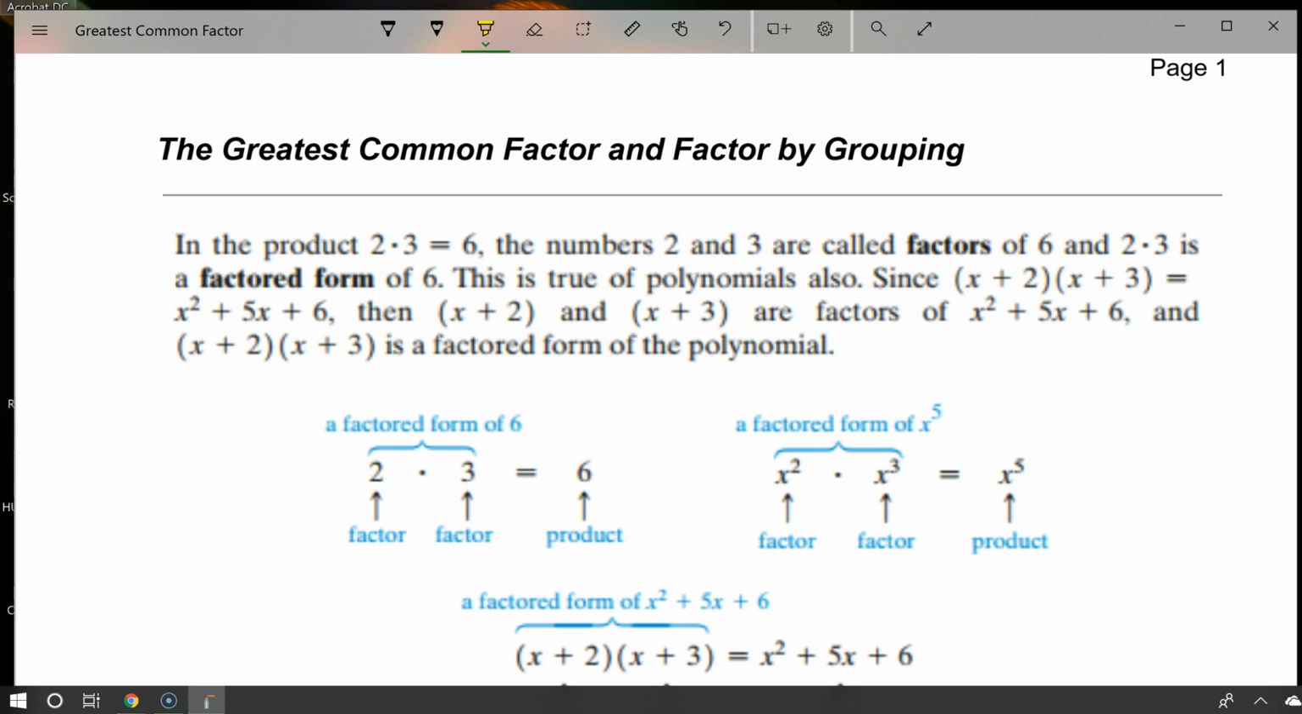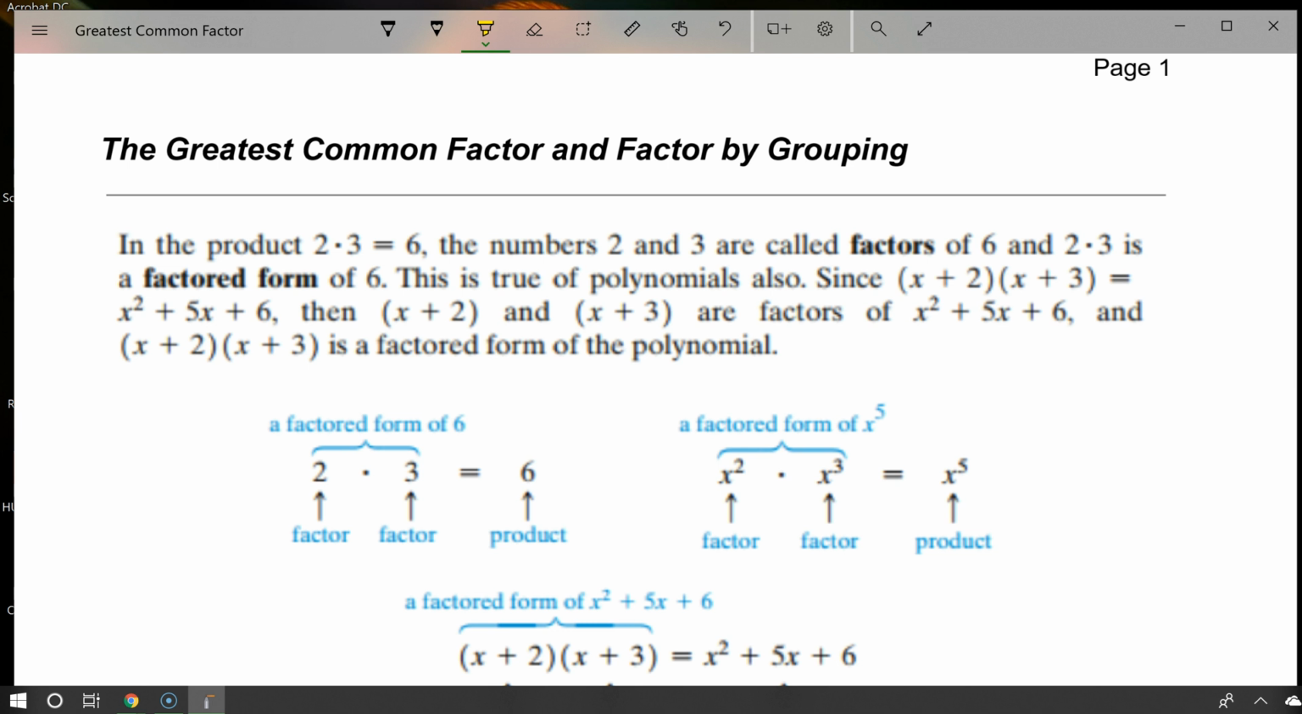Good afternoon. What I'm going to be explaining to you is called the greatest common factor and factor by grouping. There are some words that I'm going to highlight, and I recommend that you highlight them too. First of all, highlight the word factors, factored form, polynomials. We've been talking about polynomials.